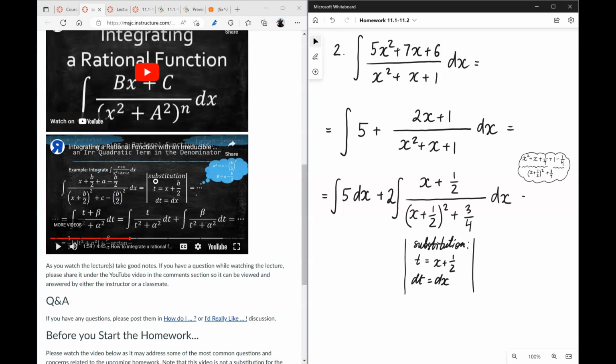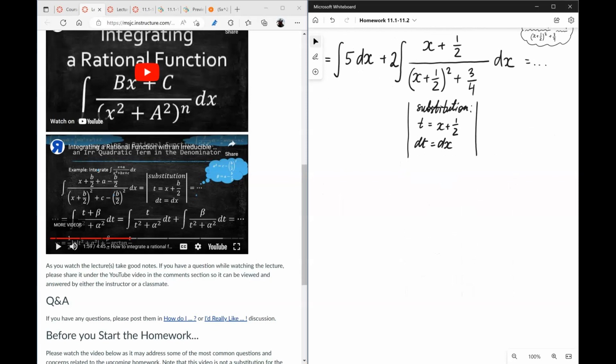And continuing with this whole integral, what do we have? The first part of this integral is just 5x. But the second part will be 2. And now we perform the substitution. So we have t over t squared plus 3/4. I wanted to write dx, but dx is dt.